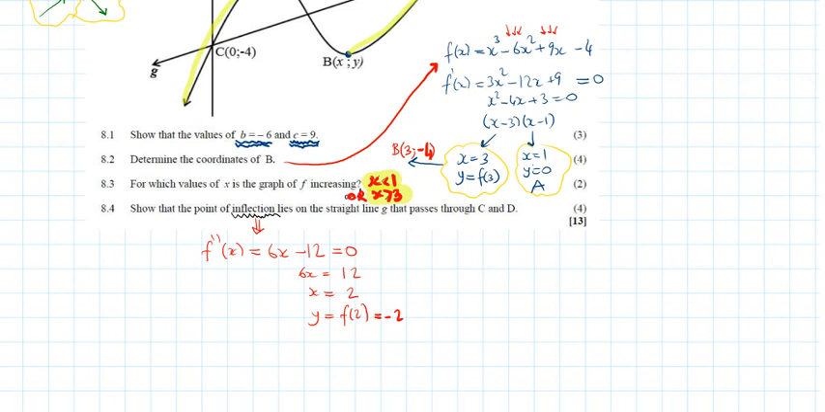Which point are we talking about? What's the inflection point? (2, -2). So the question becomes, how can you show this? It's a point on the line CD. You can find the equation of CD.